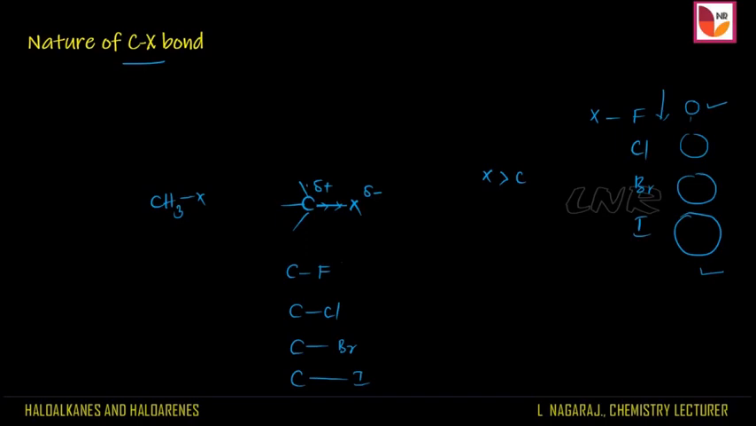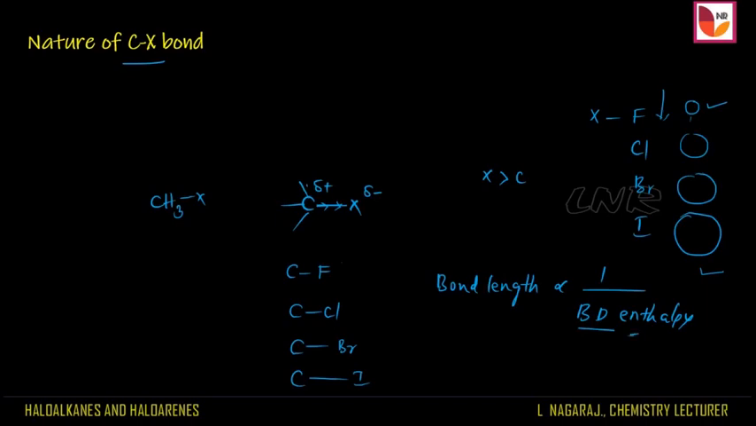Due to the increase in the bond length, the bond dissociation enthalpy decreases. That is, bond length is inversely proportional to bond dissociation enthalpy. Hence, as we go down the group, the size of the halogen atoms increases. Due to the increase in the size of the halogen atoms, the bond length between the carbon and halogen increases. Due to the increase in the bond length, the bond dissociation enthalpy decreases.